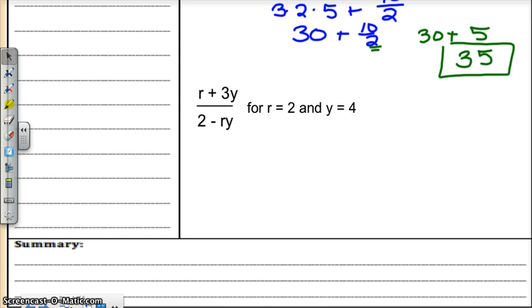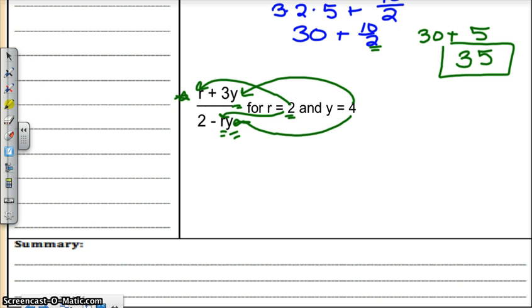The next one looks a little more difficult. Again, I'm just recalling what I know. And I know that things that are sticking next to each other means multiply. So here I have r plus 3 times y over 2 minus r times y. I'm just going to plug them in. R is 2. 2 is going here, and 2 is going here. Y is 4. 4 is going here, and 4 is going here. So now I have 2 plus 3 times 4 over 2 minus 2 times 4.